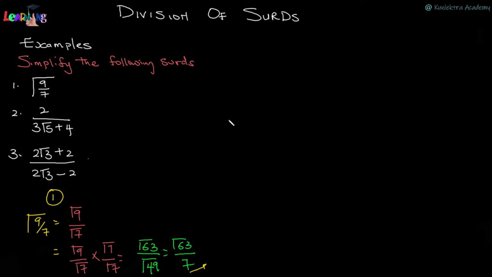Now let's go to number 2. Here is number 2: 2 over 3 root 5 plus 4. How are we going to go about this? The fraction is having a binomial surd. How do we rationalize this? When you're looking at division of surds where the denominator has a surd, you have to rationalize. Now, how do we rationalize the denominator of a binomial surd?